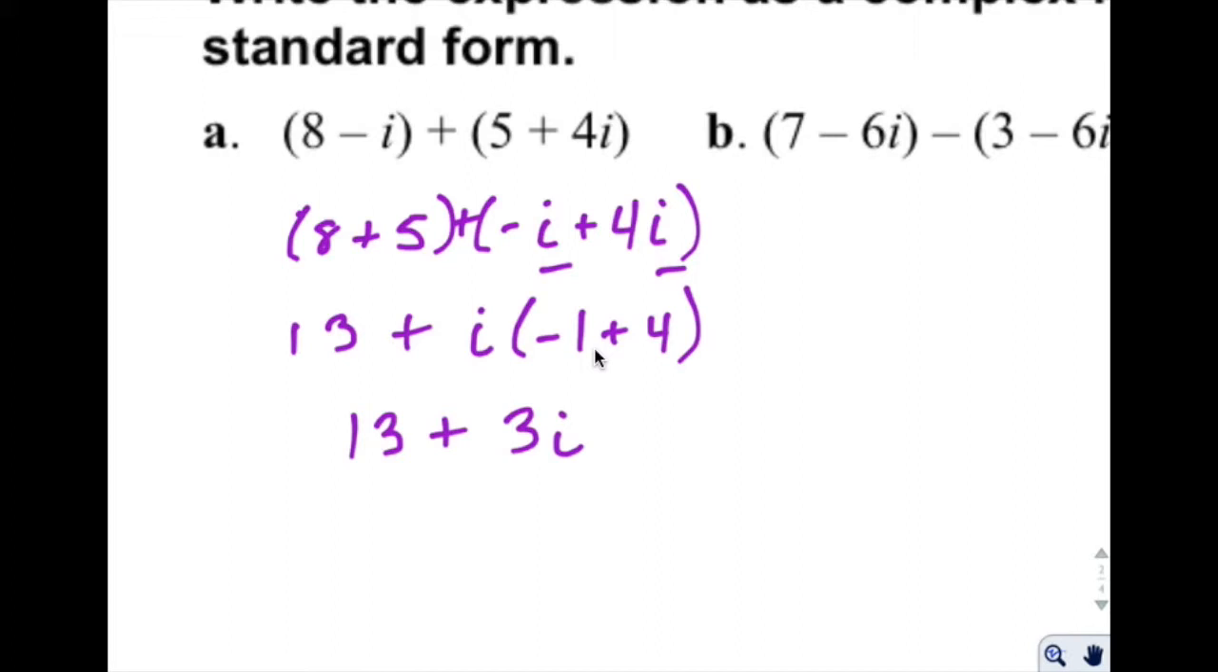So if you look, what I did was I removed the i from each quantity inside that parentheses, and I made it like it was almost a distributive property. So I took the i out, and I left my coefficients inside my parentheses, and then I rewrote that in standard form.